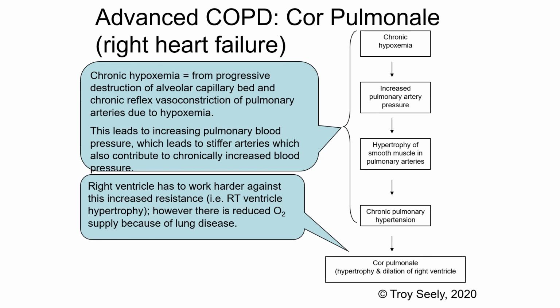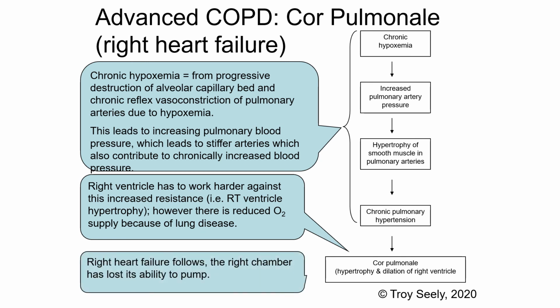The right ventricle now has to work harder against this increased resistance. So that right ventricle that's involved in pumping blood into the lungs is now going to undergo hypertrophy. But there's now this reduced oxygen supply because of the lung disease. Right heart failure can then follow. And this is where eventually the right chamber of the heart has lost its ability to pump effectively. And if there's now an underlying cardiac condition, that can lead to other medical concerns.